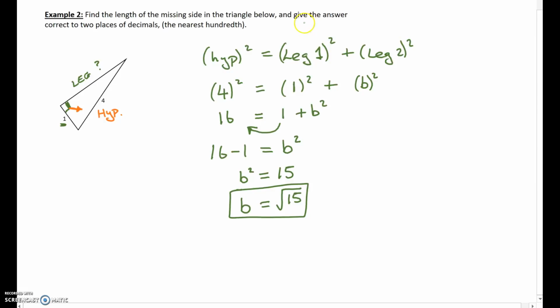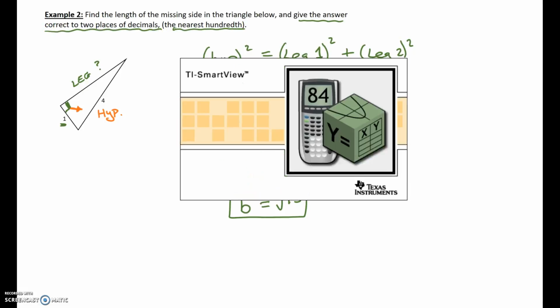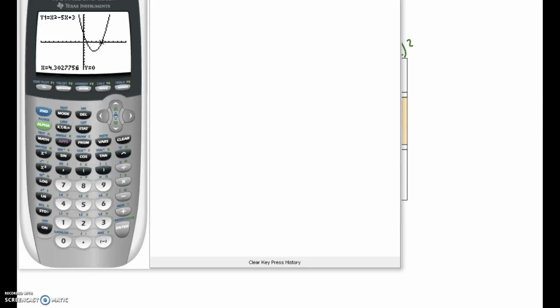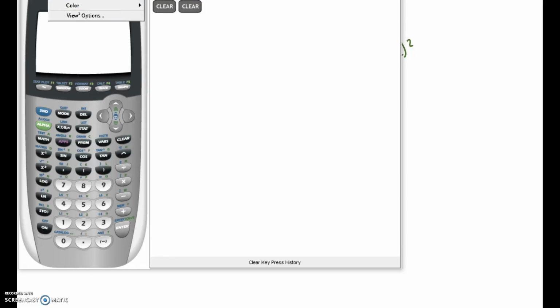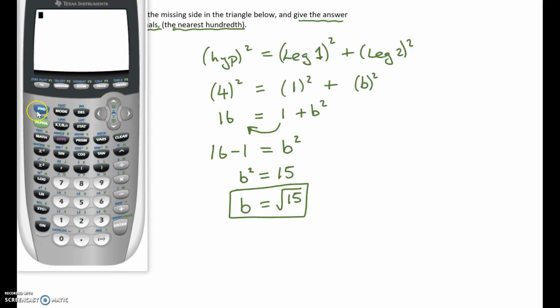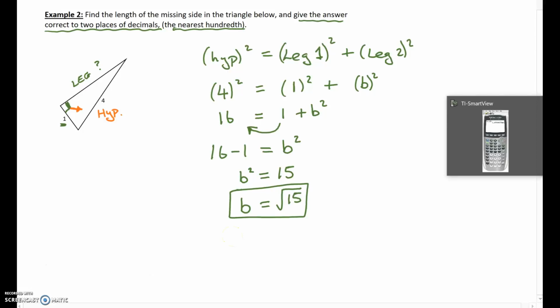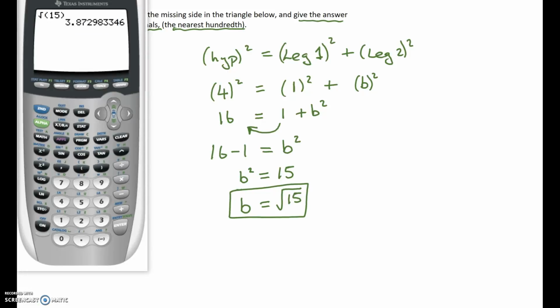But we were asked to give our answer correct to 2 places of decimals, or the nearest hundredth. So for that we need our calculator. So let's open up our calculator. And let's make this a little bit more visible. Let's clear anything that's there. And we want the square root of 15. So square root of 15 will be, oh, we lost it. Hard to keep them both on the screen at the same time.